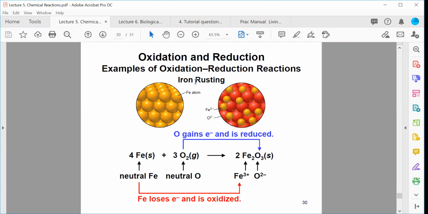All right, so that's the process of rusting. And of course, that's why when rust starts, it becomes very flaky and it starts to crumble because of that increased permeability to water and oxygen.